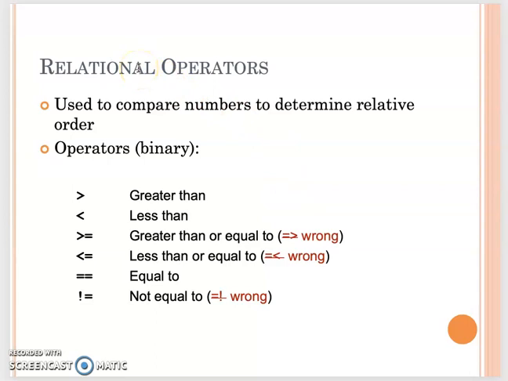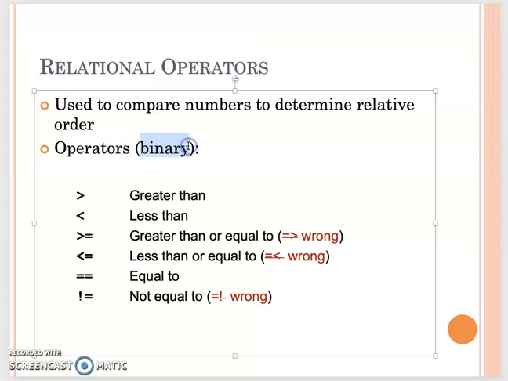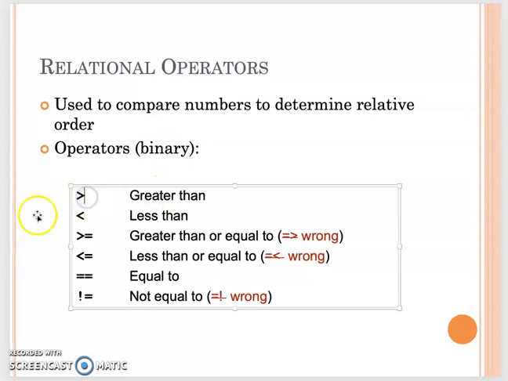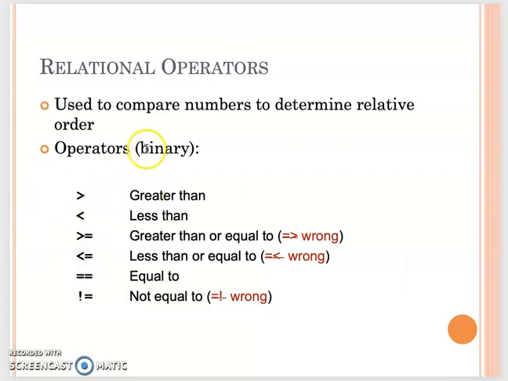The relational operator is used to compare numbers to determine relative order. Those operators are all binary. When we say binary, that means you have two operands. We all see those kinds of operators in algebra. You know, greater than, less than, greater equal, or less equal. Those operators are all binary. That means you have a value on the left and a value on the right.